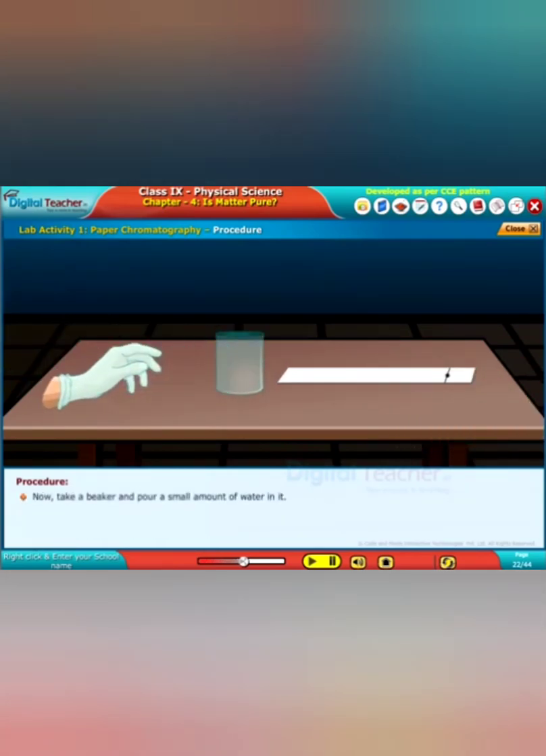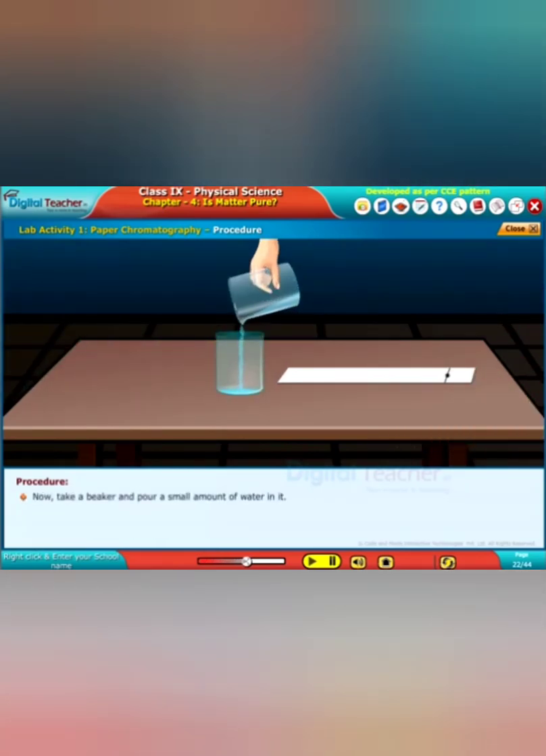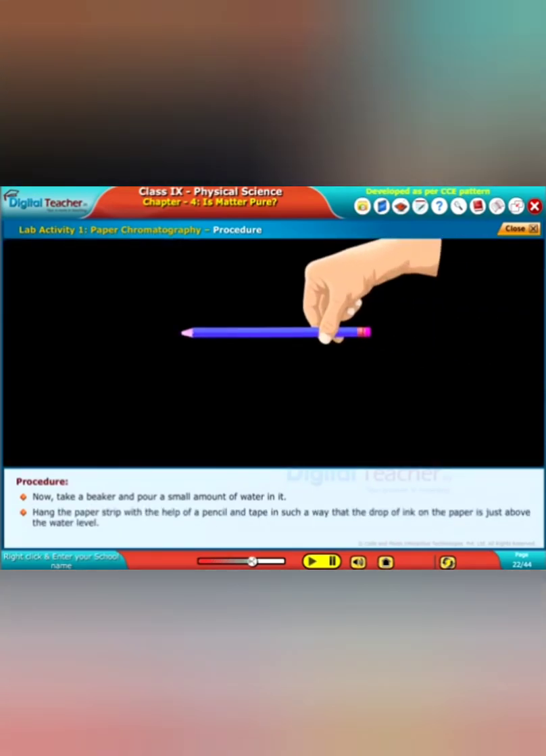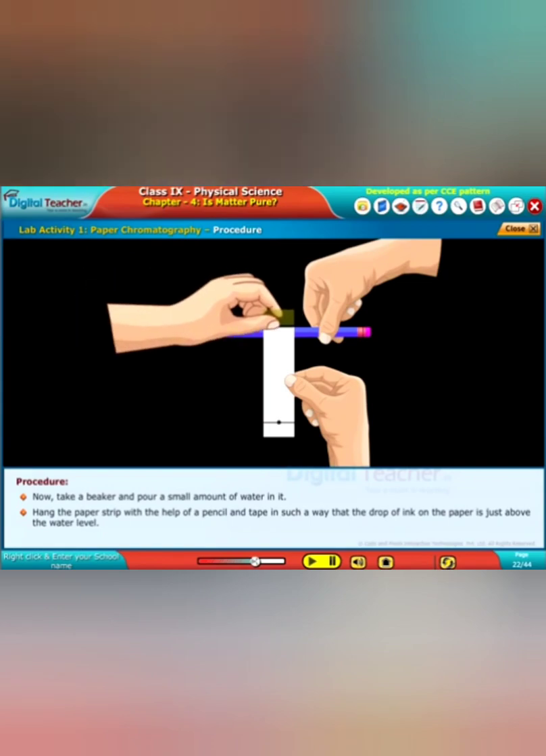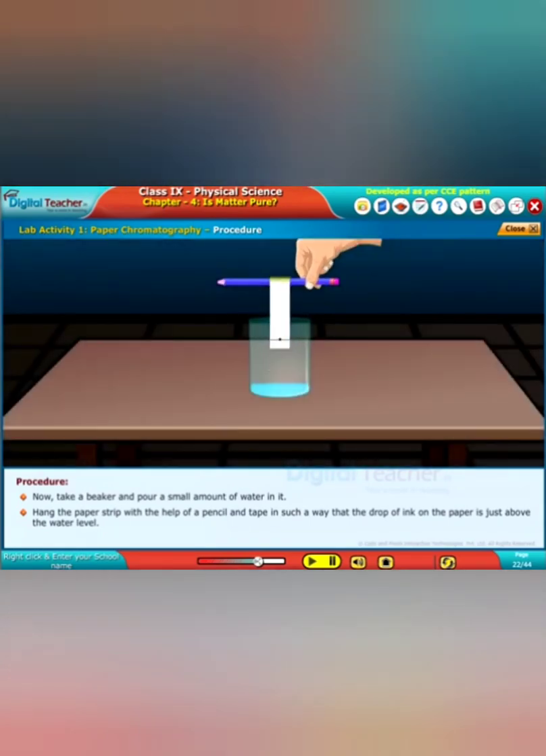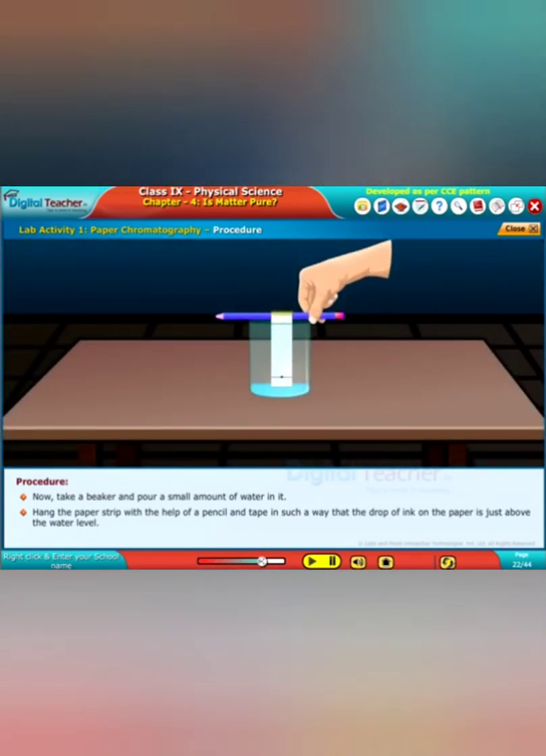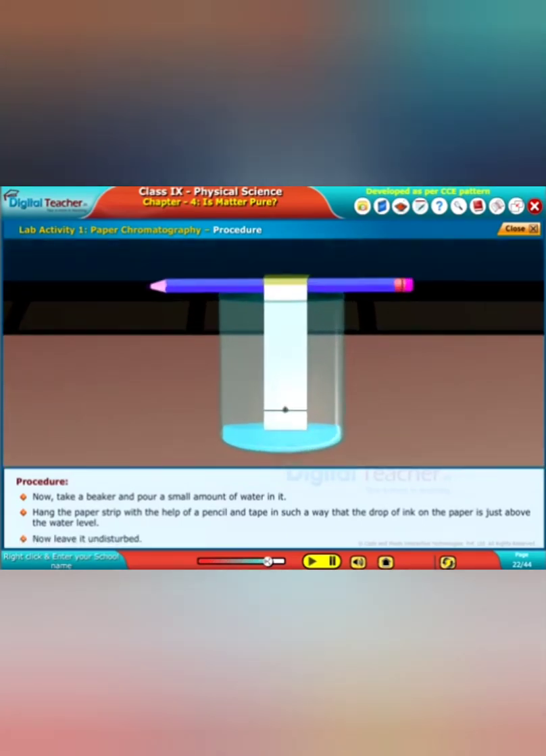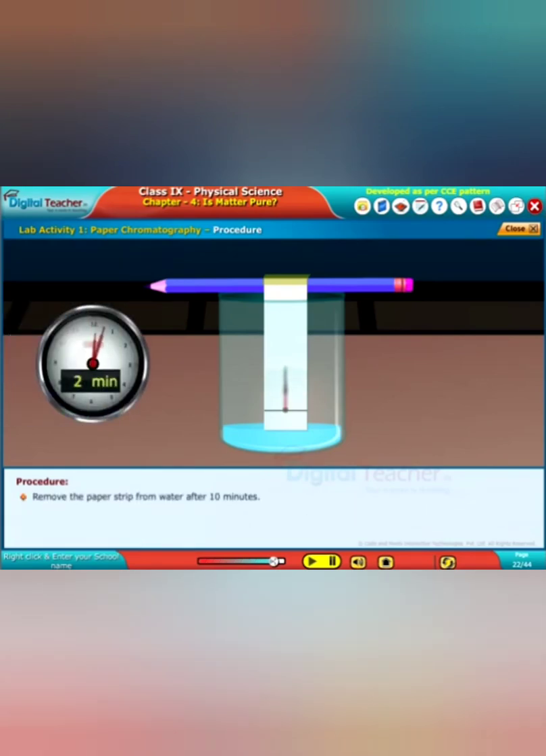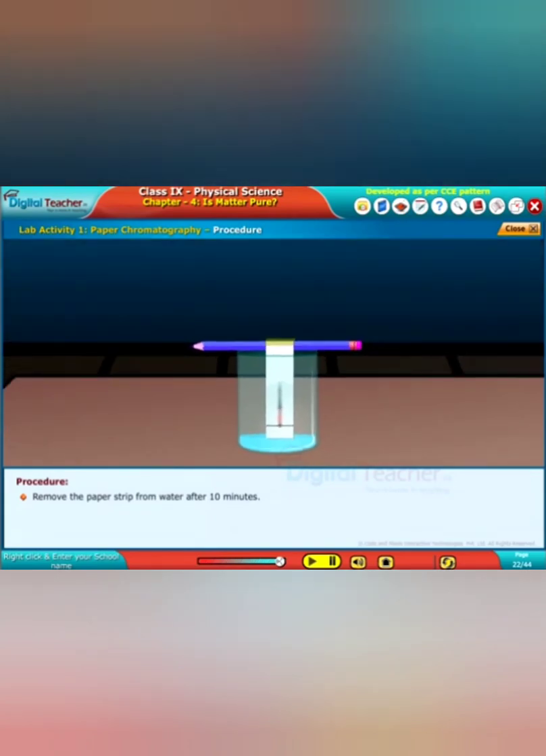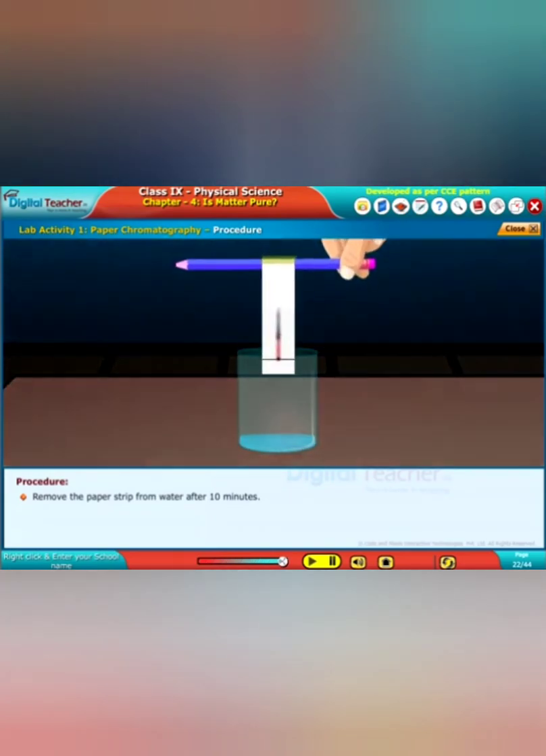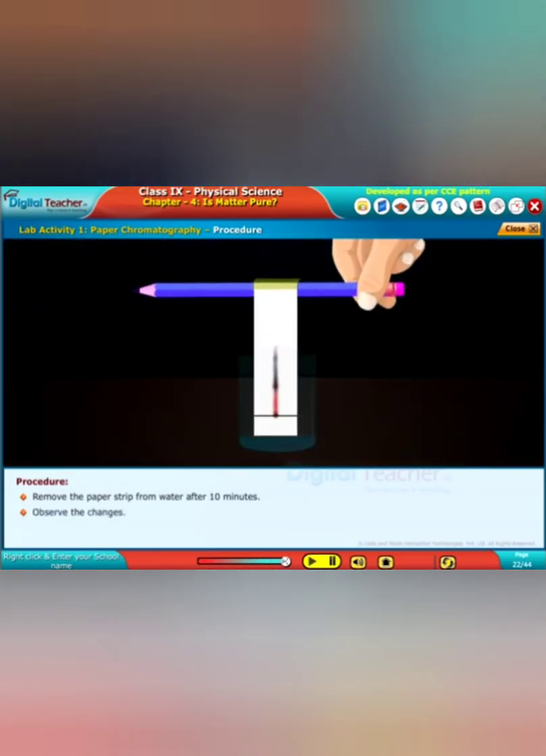Now take a beaker and pour a small amount of water in it. Hang the paper strip with the help of a pencil and tape in such a way that the drop of ink on the paper is just above the water level. Now leave it undisturbed. Remove the paper strip from water after 10 minutes. Observe the changes.